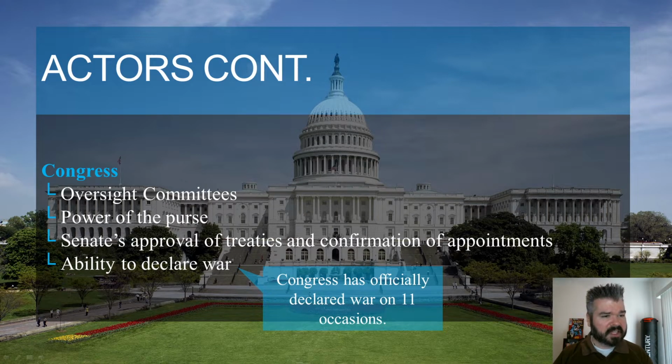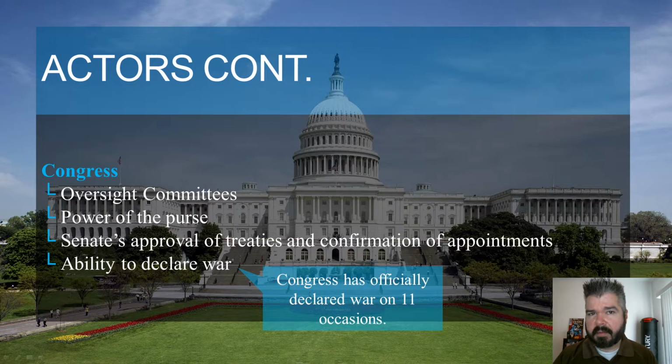In the U.S. Congress, they are an actor in foreign policy, and they have oversight committees, the Foreign Relations and Foreign Affairs committees. They have the power of the purse. We've already mentioned that in the previous video on exactly how powerful that can be and how that can hinder a president's foreign policy. Then there's the Senate's approval of treaties and confirmation of appointments, ambassador appointments, etc. The Senate plays a role.